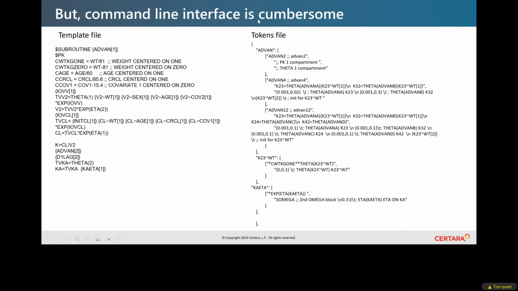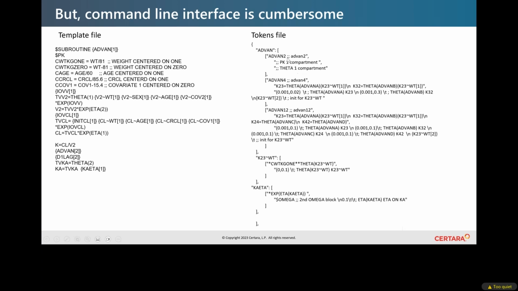The problem with the command line is that it's really pretty complicated. There are several files required that it uses. The first is called a template file, which on the left looks a lot like a NONMEM control file, except there are these little text snippets surrounded by curly braces that we call tokens. The complicated file is the tokens file, where it provides specific text to be dropped into the template file to specify the NONMEM control file, to specify the model.